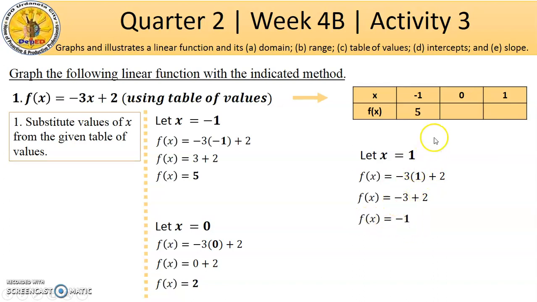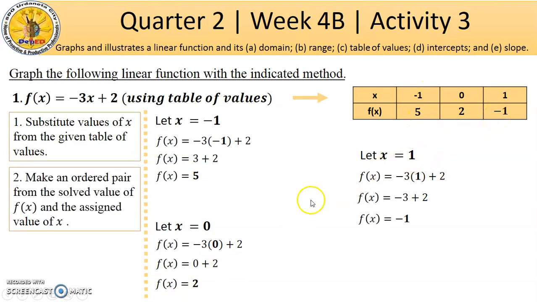Second step, we're going to write the solved values for the function. So we have 5, 2, and -1. Next, make an ordered pair from the solved value of the function and the assigned value of x. For the first value, we have (-1, 5), then (0, 2), and last we have (1, -1).